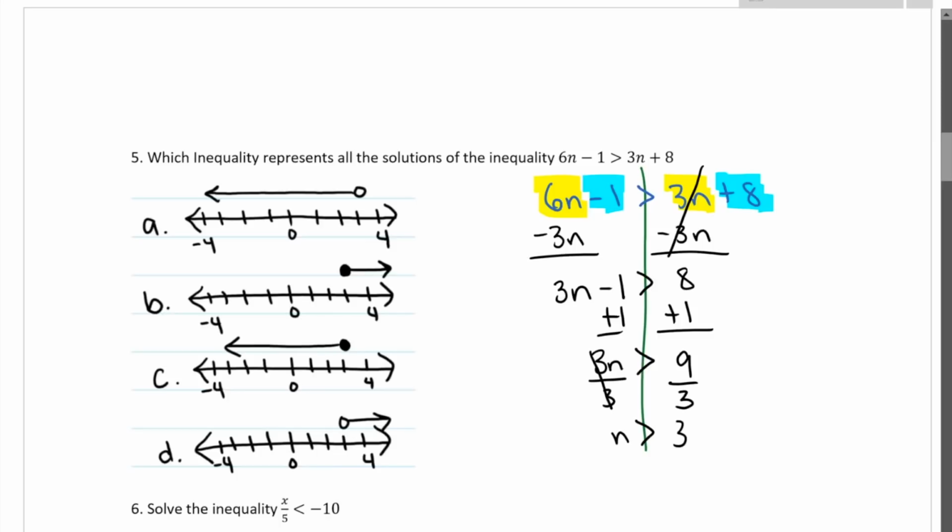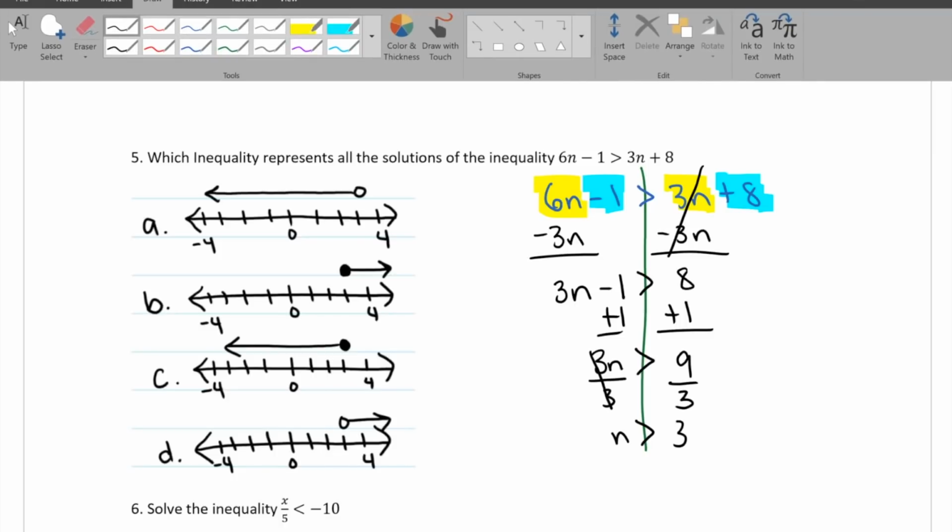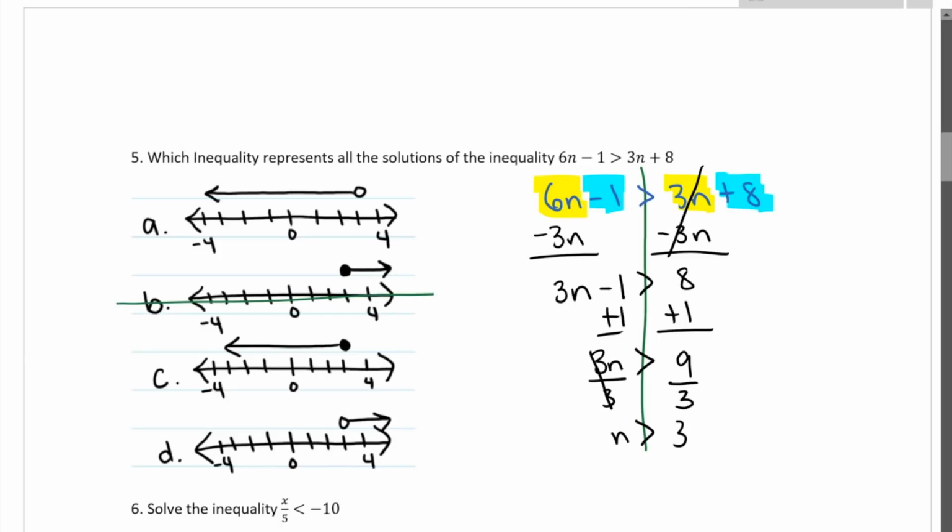All right, let's see if any of these are correct. So first off, is there a line underneath it? Well, no. So it's not B, and let's actually make this a different color. It's not B or C because those have dark circles. So it's not B and it's not C because those are closed circles. All right. Notice how all of my answers are at 3, and it's going in this direction, and my n is first. So since my n is first and it's going in that direction, the answer is D.